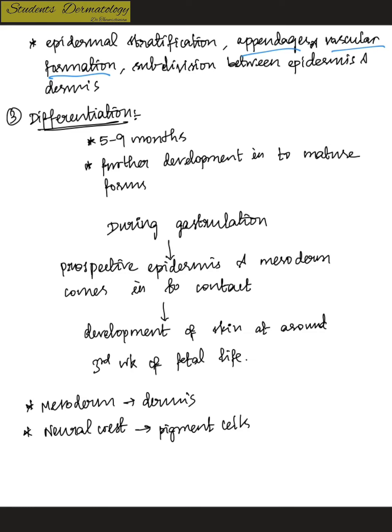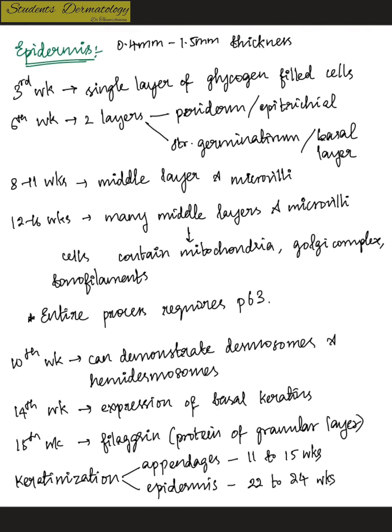Initially, during the 3rd week of intrauterine life, the development of skin takes place. As I told already, the ectoderm gives rise to the epidermis, and the mesenchyme gives rise to the dermis. At the 3rd week, initially there will be only a single layer of glycogen filled cells, and around the 6th week there will be 2 layers. Below you have the mesenchyme, and here you have the ectoderm, and the second layer that forms is called the periderm.